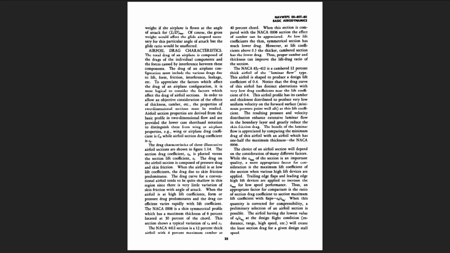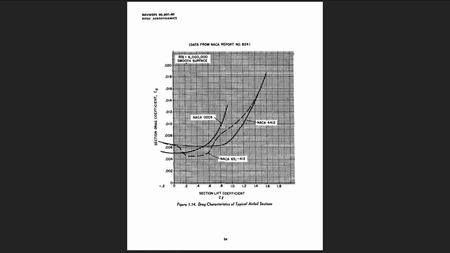In order to allow an objective consideration of the effects of thickness, camber, etc., the properties of two-dimensional sections must be studied. Airfoil section properties are derived from the basic profile in two-dimensional flow and are provided the lowercase shorthand notation to distinguish them from wing or airplane properties, e.g., wing or airplane drag coefficient is capital CD, while airfoil section drag coefficient is lowercase cd. The drag characteristics of three illustrative airfoil sections are shown in Figure 1.14. The section drag coefficient, lowercase cd, is plotted versus the section lift coefficient, lowercase cl.